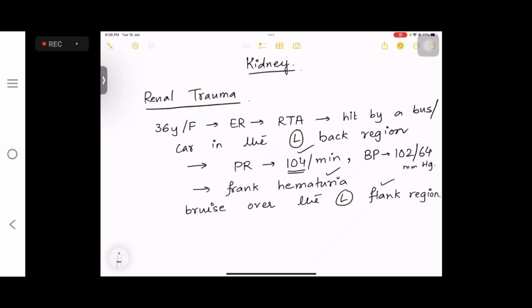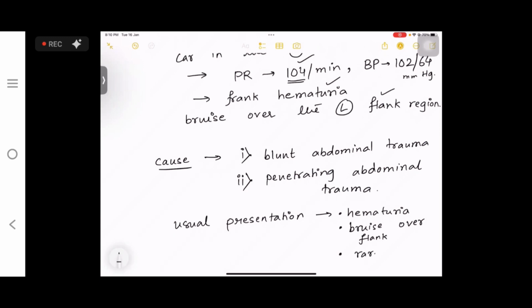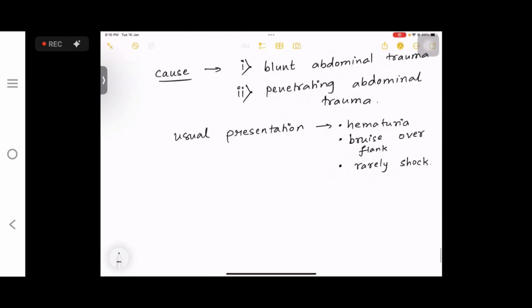There are features of shock, that is, pulse rate is high and blood pressure is low, and there is a bruise in the left flank region. So this triad, that is the hematuria, the features of shock and the bruise, suggests of renal trauma. Now this renal trauma can either be a blunt abdominal trauma or a penetrating abdominal trauma, which are the causes of renal trauma. And I've already discussed what the usual presentation of the patient is. That is the three triad features.